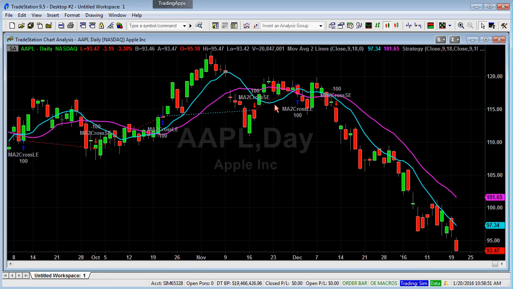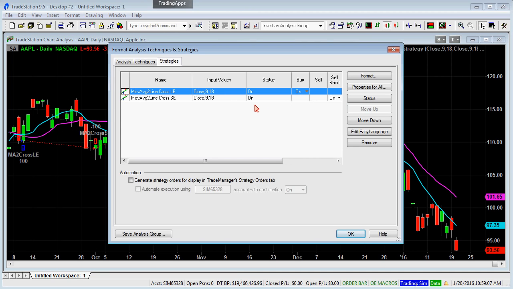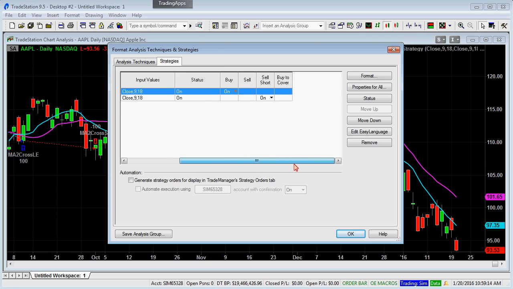There's no exits. But we know from the report that our long trades are doing better than our short trades. Why not disable the short trades and see if we get better results? Let me show you a quick way that we can do that. I'm going to double click on one of the arrows to go to Format Strategy. The 2 strategies are listed here, and if I scroll to the right, you're going to have some little drop downs under Buy and Sell Short. The different components are turned on for buying and selling short.